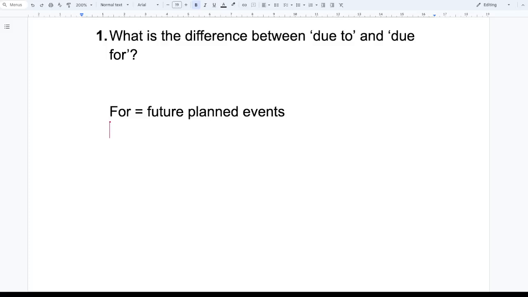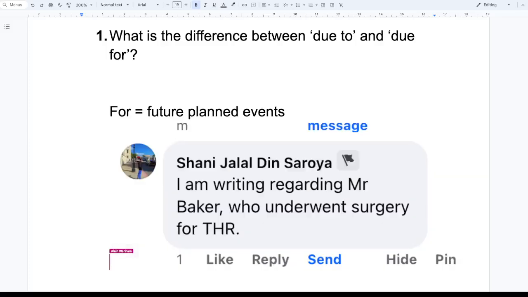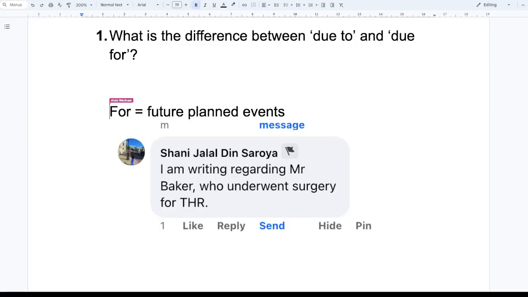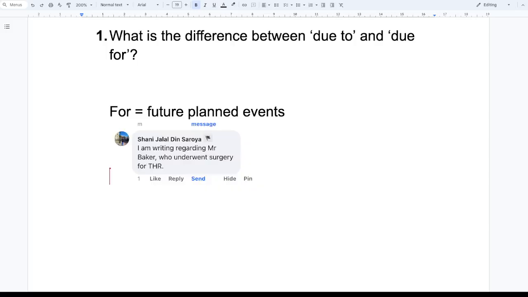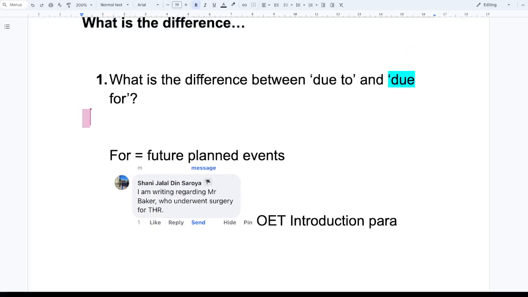Okay, so let me just show you this, guys. One second. Losing my track here. So this is what he says, right? Now, Shani, this is introduction paragraph, right? OET introduction paragraph. Let me just put this here. OET introduction. I agree. But, Shani, I'm asking due for, right? So your example is without due, sorry, but I want due.